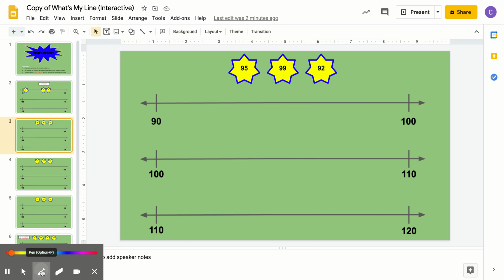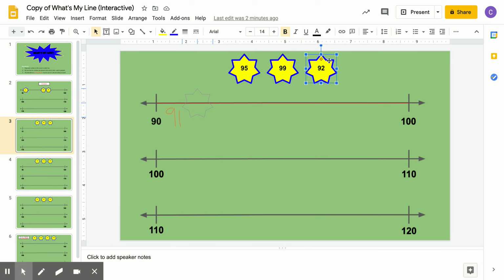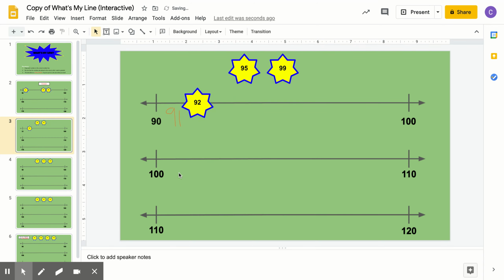Well, let's go ahead and grab our pen. And after 90, what number comes after 90? We have 91, 92, and look, there's 92 up here. So we're gonna drag that and we're gonna place it here. And then we have 93, 94. Oh, and 95 comes after 94. So we're going to drag this here.